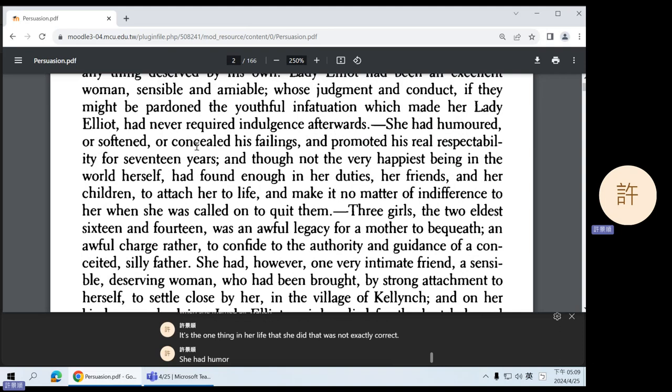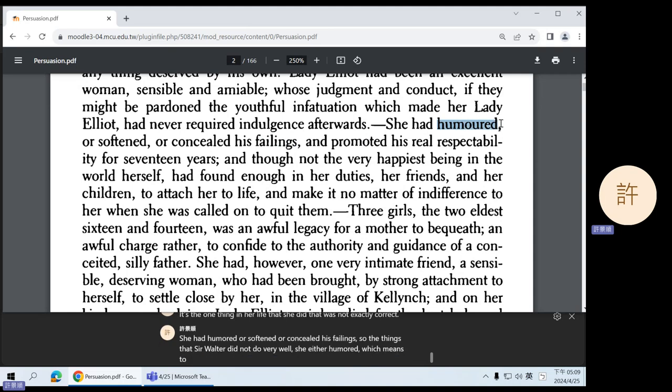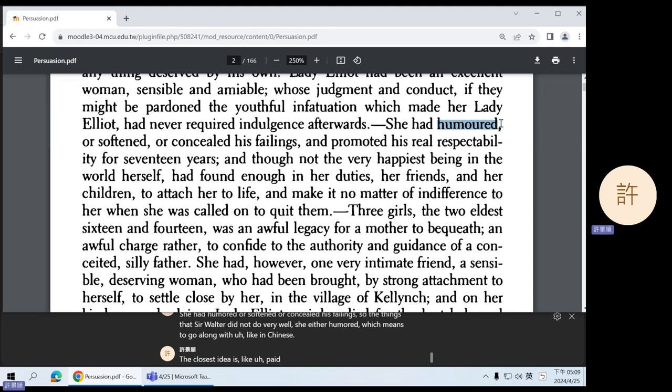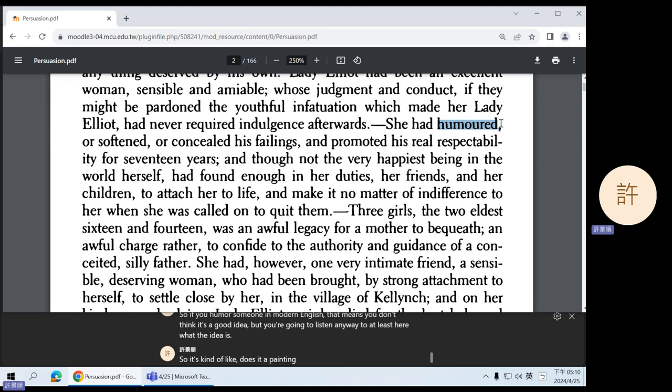She had humored or softened or concealed his failings. So the things that Sir Walter did not do very well, she either humored, which means to go along with. In Chinese, the closest idea is like 陪坐, or like 就是. In modern English, we have the phrase humor me. Humor me means just hear me out. 你先听再说. So if you humor someone in modern English, that means you don't think it's a good idea, but you're going to listen anyway, to at least hear what the idea is. So it's kind of like, this is 陪听. 没有到陪笑, because it's still a higher position. 它是上对下的.